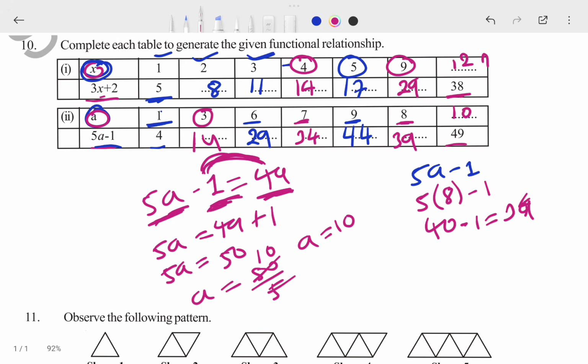Generally, by doing one or two questions we are not going to understand. By doing this one question you are not going to understand. You have to do multiple questions, then you can understand this. So I hope this 10th question is completed.